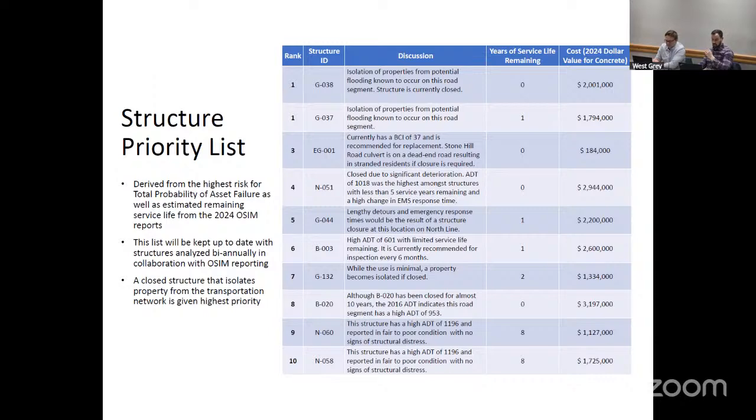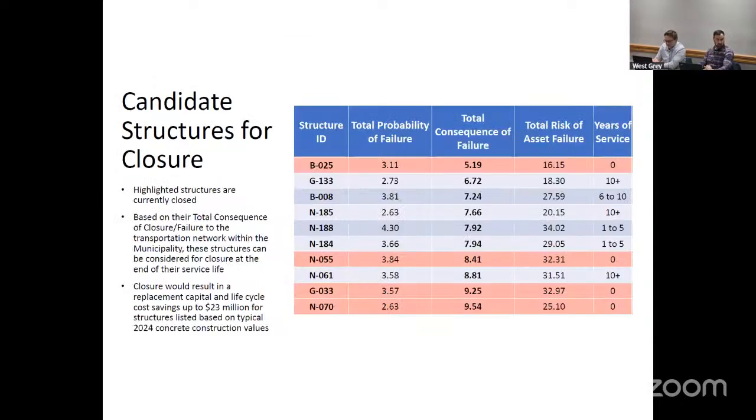Okay, we'll move on to the next slide, candidate structures for closure. These are the structures that we have identified as candidates for closure. The highlighted structures are currently closed. This is based on their total consequence of closure or failure to the transportation network. These structures can be considered for closure at the end of their service life.